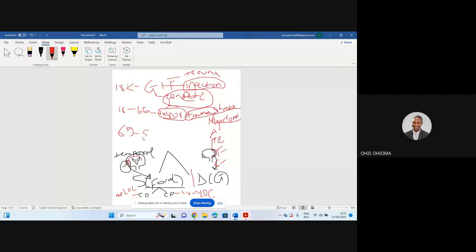Then for patients who are greater than 65, stroke is the commonest cause. Stroke is the commonest cause. Let's just stick to the simple things.